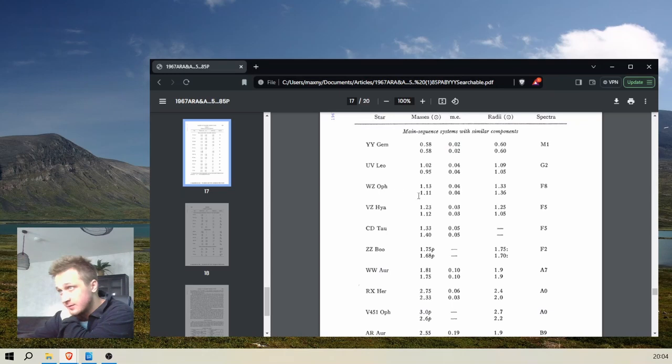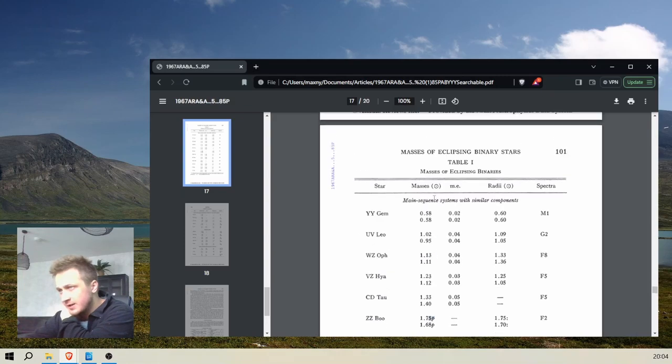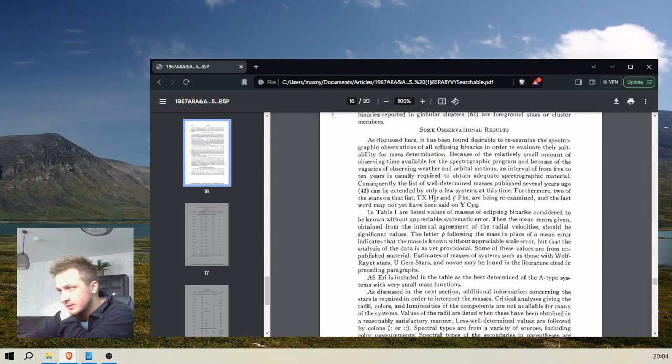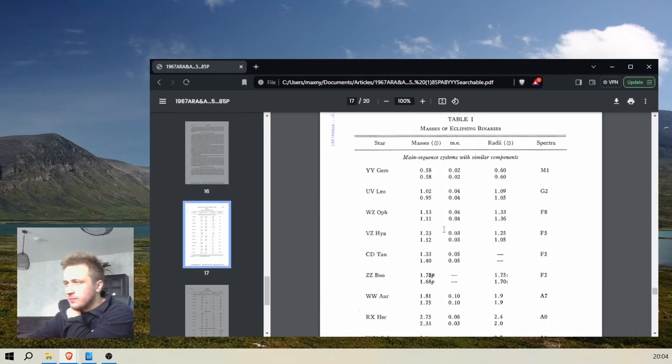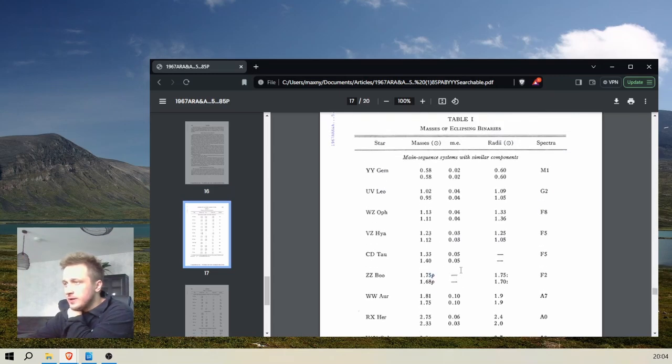UV Leo. Okay, this one is a bit different. What was P? Did he say P was...? The letter P following the mass in place of a mean error indicates that the mass is known without appreciable scale error. But the analysis, what? What do you mean scale error? That we don't have a mean error?